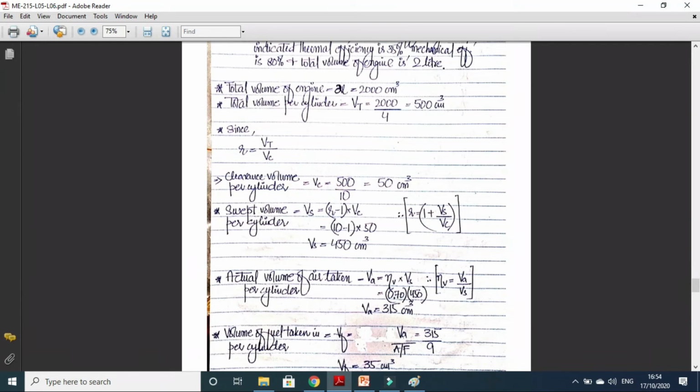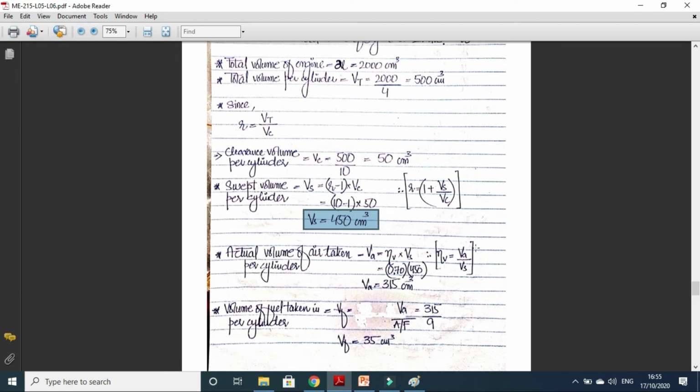Now we can find the actual volume of air taken per cylinder with the help of the volumetric efficiency, because volumetric efficiency formula is actual volume of air divided by swept volume. Swept volume will be multiplied with the volumetric efficiency, then you will get the actual volume of air. So this is the maximum air which can be drawn into the cylinder, 450 centimeter cube, and actually since the volumetric efficiency is 70%, the air which is going into the cylinder is 315 centimeter cube.